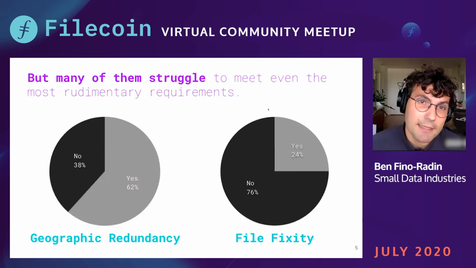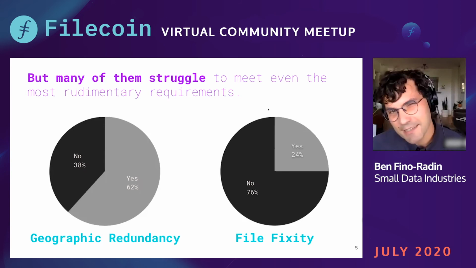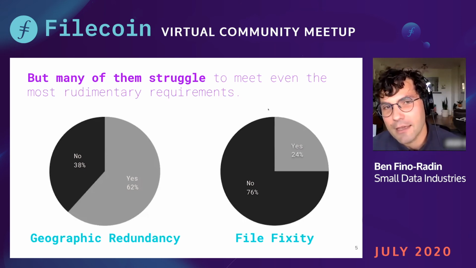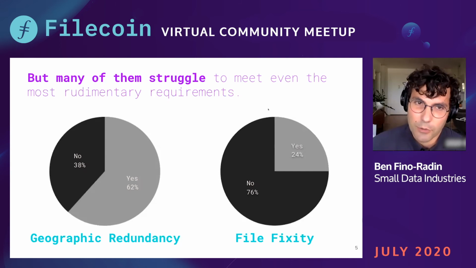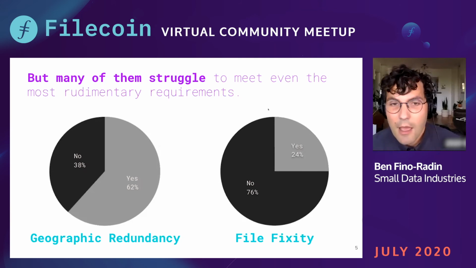Unfortunately, despite this, many of these institutions really struggle to meet the most rudimentary requirements. This data is a little old at this point. We just did a new survey and we're in the process of updating this. But 2 years ago, we did a survey of 75 different cultural institutions, and we found that a fair amount of them had no geographic redundancy for their digital storage for preservation. Meaning everything was stored in one physical location, so if anything happened there, it would be gone.